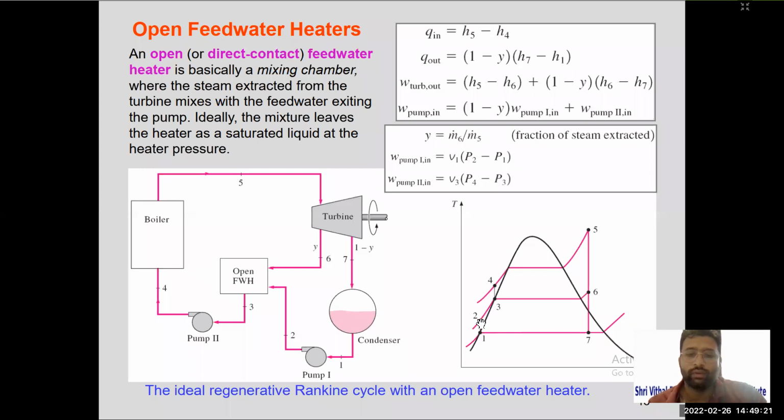So 1 to 2 is a pumping, right? So condenser pressure is below atmospheric. We are increasing the pressure to atmospheric. 2 to 3 here it is heating in the open feed water heater. Again 3 to 4 is pumping, that is pump number 2. The pressure of the hot water is increased to boiler pressure. 4 to 5 is heat addition in the boiler.